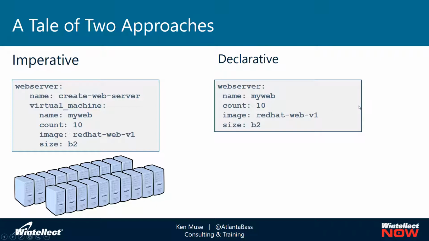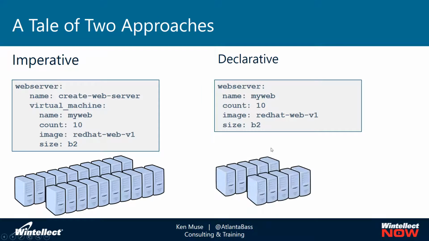Now let's look at the declarative approach. It also requests a count of 10, but it says this is the state I need to be in. And so when we deploy it, we get 10 servers. And when we execute this same infrastructure as code script a second time, it sees that we already have 10 servers set up and running in the correct state and recognizes that that is our destination, and so it doesn't have to do anything else.